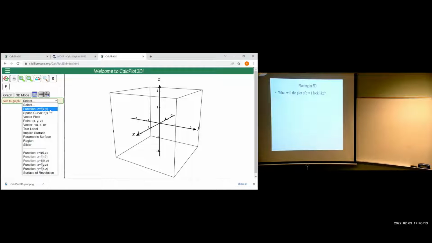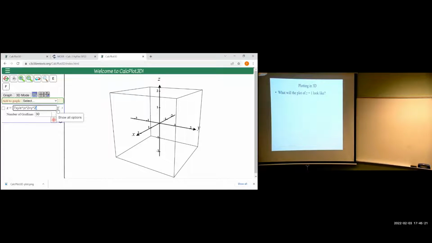So if we want to plot the plane of z equals 1, we just bring up function z equals. They have a default in there, and if you ever want to play around, they have a whole bunch of pre-built ones if you want to see what they look like. But for today, we just want to know what z equals 1 looks like. It is a plane that goes through the point where z equals 1. So this is a collection of points that are all 1 unit above the xy plane. That's what z equals 1 is going to look like. So what would have been a line in 2D is a plane in 3D. And we'll see that with linear functions as well.